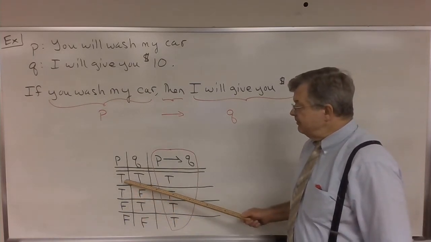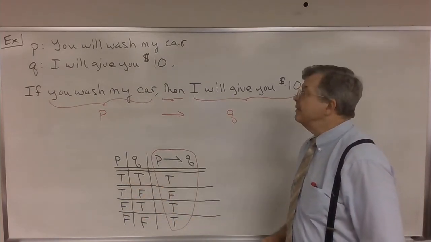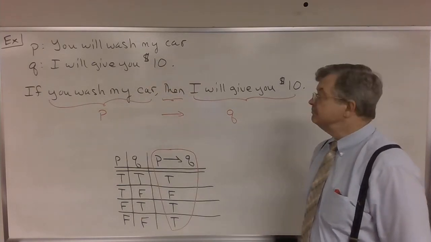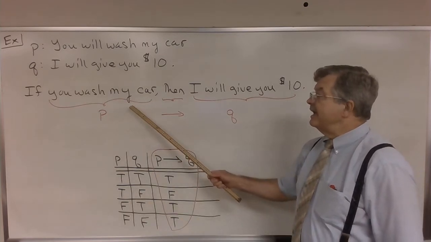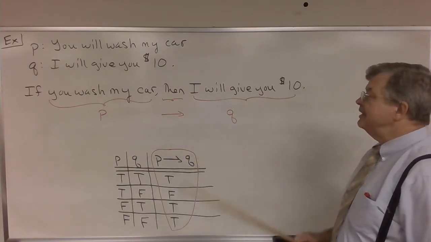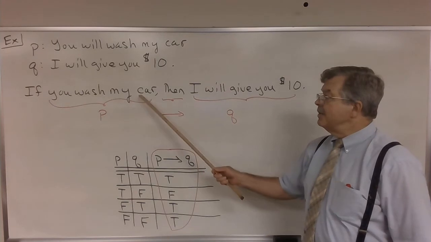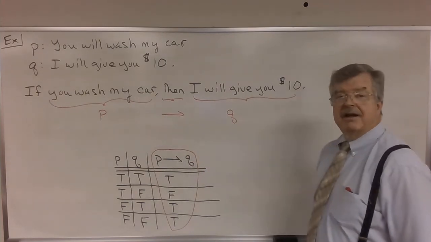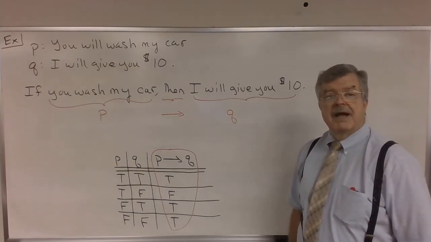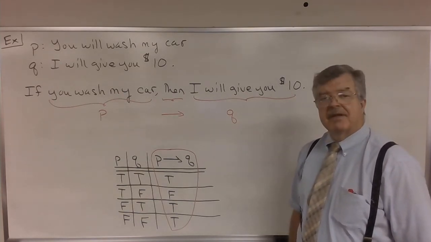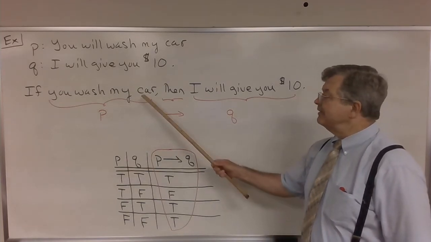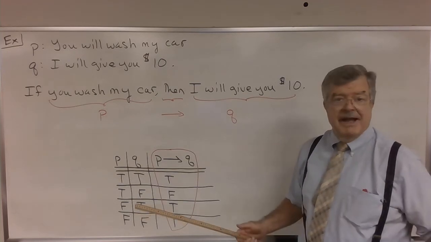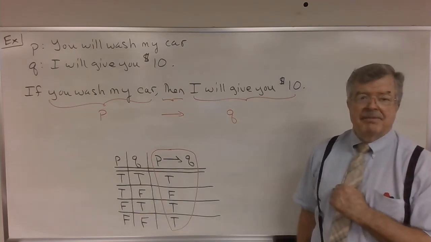Suppose that P is true and Q is true. In other words, you wash my car and I give you $10. Well, I said if you wash my car, then I will give you $10. And you wash my car, so this is true, and I give you $10. Are you happy? Sure. You washed my car with the expectation that if you did, then I would give you $10. You're happy.